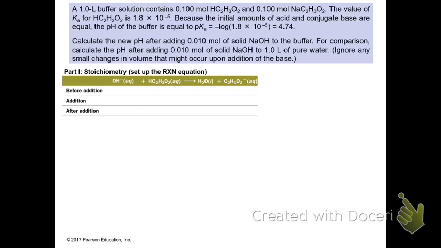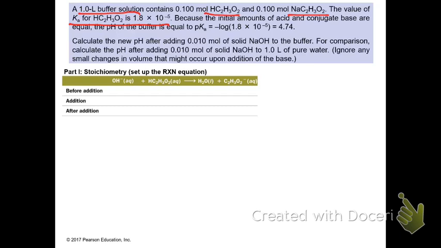So here's an example, right? We have a buffer solution with a total volume of 1 liter, and this solution contains the acid, acetic acid, plus its conjugate base, which is the salt, sodium acetate. And you're also given the Ka of the acid, which is 1.8 times 10 to the negative 5.